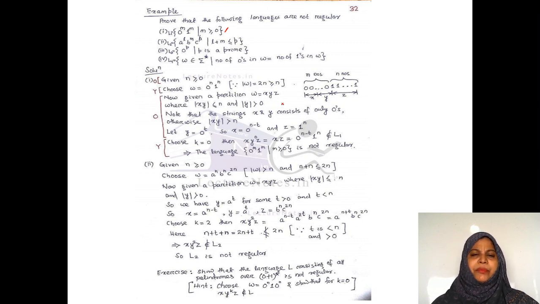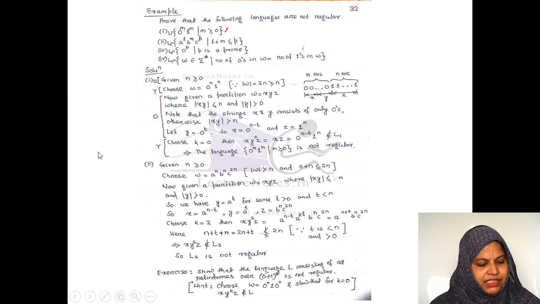By using the pumping lemma, we check whether a language is regular or not. Most of the languages are going to be not regular by using this pumping lemma. With this, the second unit is completed. In the next class, I am going to continue with the third unit. Thank you.